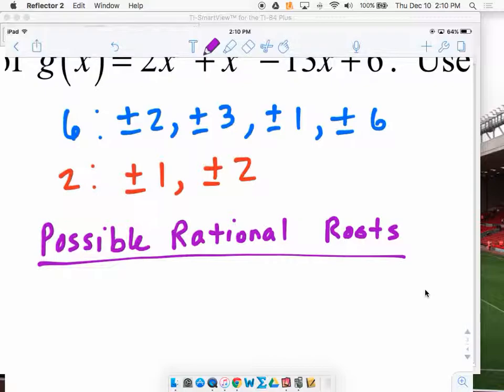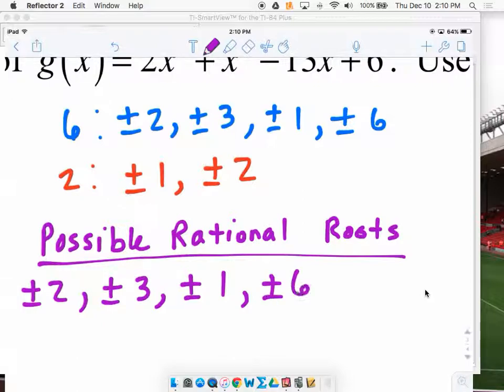So you have to, again, your possible root is going to be this number over that one. So you have 2 over 1, which is 2. I have 3 over 1, which is 3. I have 1 over 1, which is 1. I have 6 over 1, which is 6. All right, now I did all of these over 1. Now I have to do them over 2.